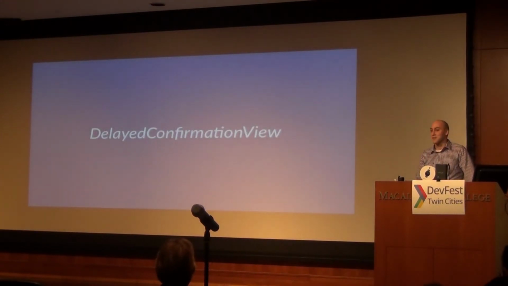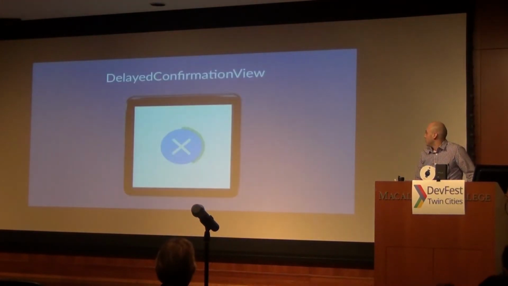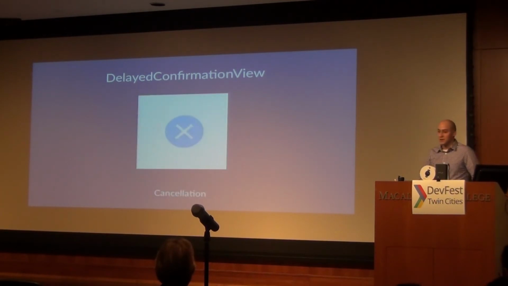So here's where delayed confirmation really comes in. What this does is, instead of just immediately doing the action, you pull up this new button with a countdown timer around it. So it gives you a little bit of time to click on the button and say, I didn't mean to do that. So this is what it looks like in action.